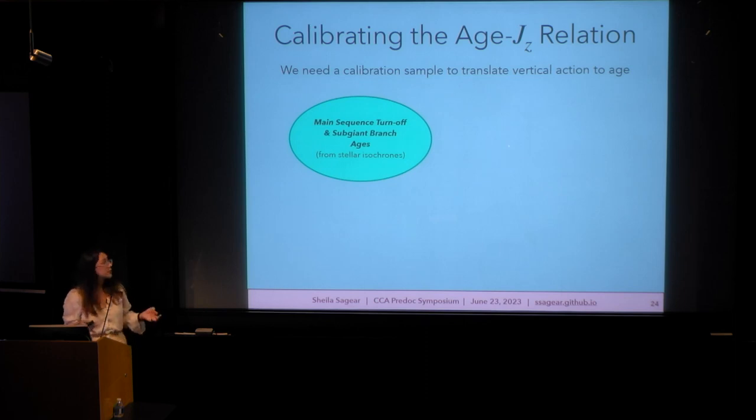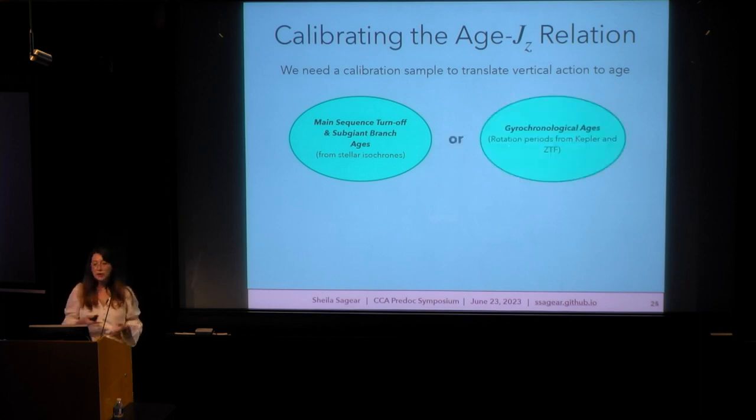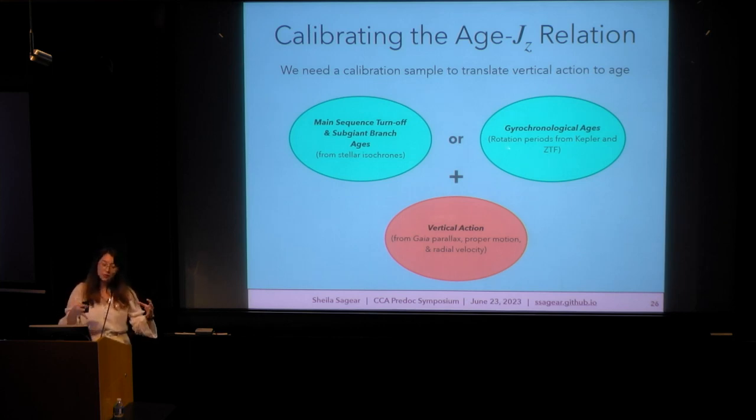So we have a couple of choices for this. One, we might use main sequence turnoff and subgiant branch star ages. These are stars for which the ages are relatively precisely known with stellar isochrones. Or we might use a sample of gyrochronological ages, which is what I talked about earlier. Both of these are good options. We have tons of stars in various samples from each category. And we would combine one of these with the vertical action. So we would take our sample of stars with known ages, calculate the vertical actions for all of those stars, and describe that relationship with some kind of model.